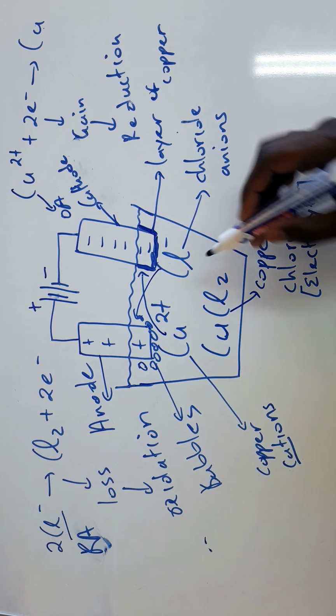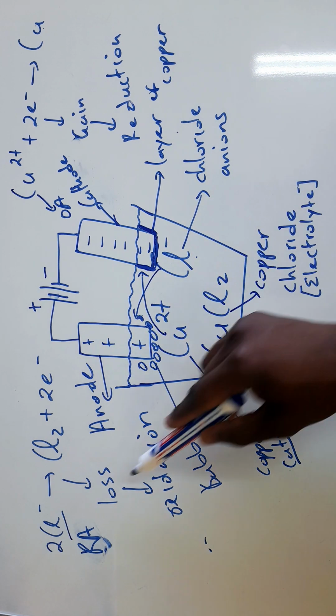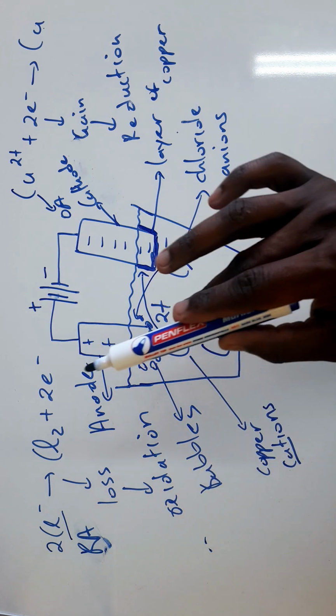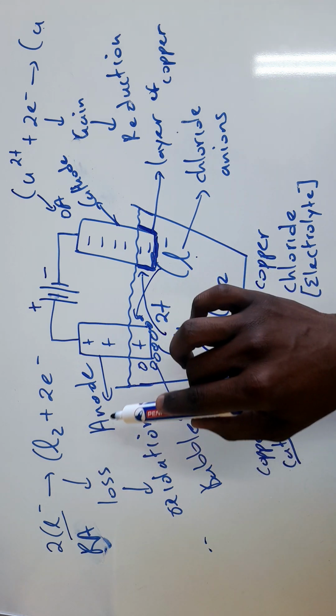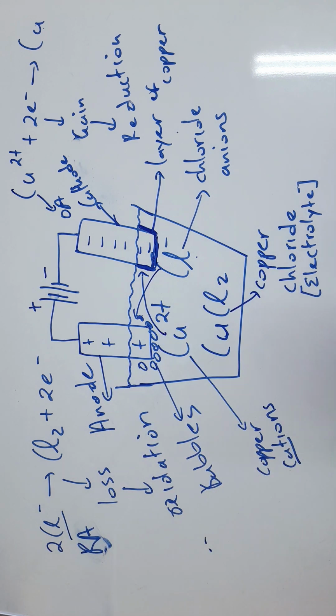So in short, two chloride anions go to the positive terminal, they get there, they lose electrons. The loss of electrons is called oxidation. Because we have an electrode where oxidation is occurring, that electrode is called an anode. And because chloride anions are losing electrons, undergoing oxidation, we call them reducing agents, substances that are losing electrons.